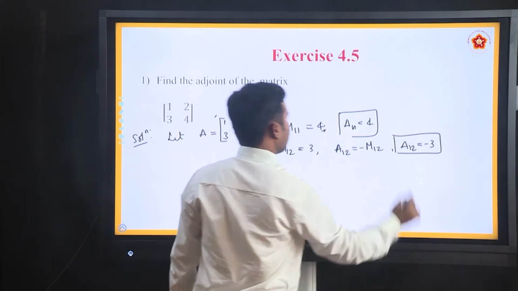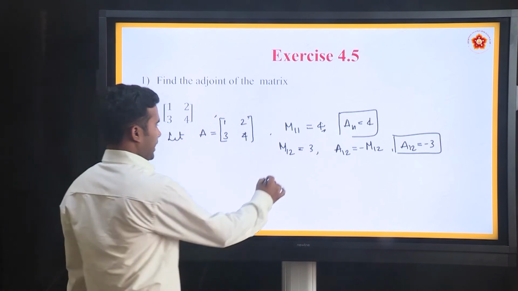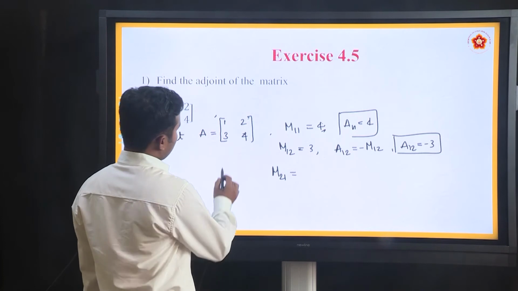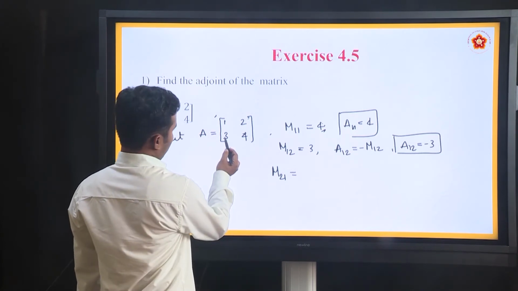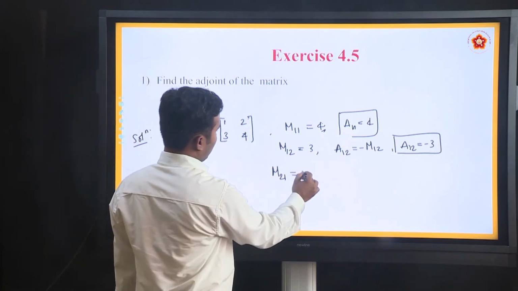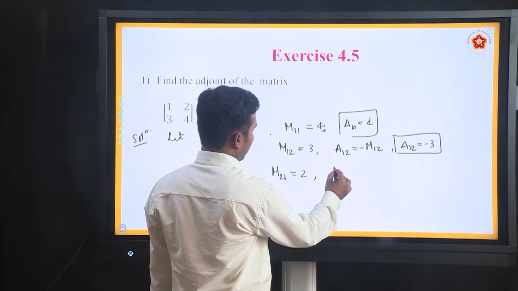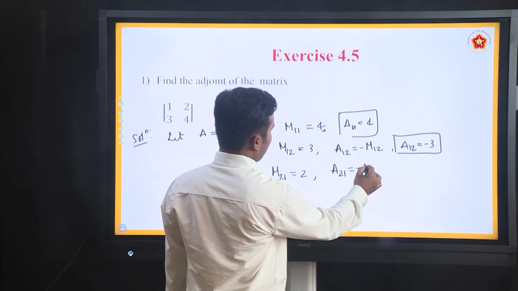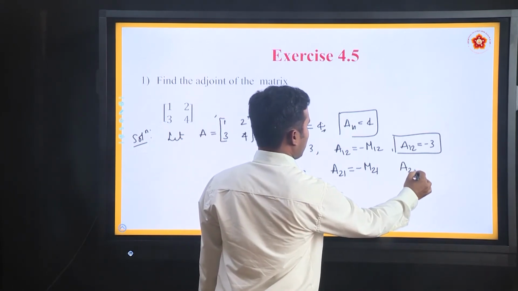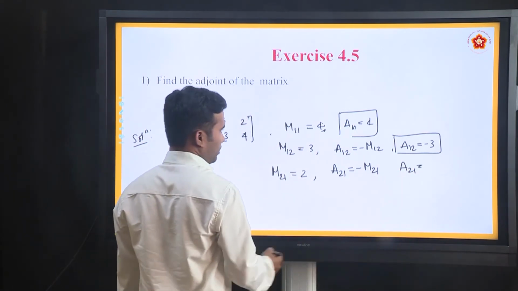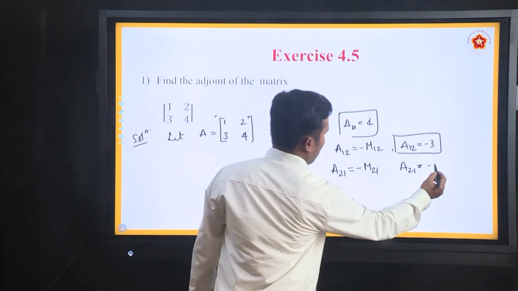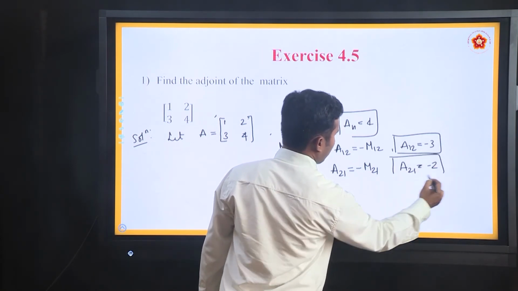Okay. Next, M21. What is M21? Second row, first column. Delete the second row, first column. We left 2. And what is A21? Minus M21. What is this? A21 is minus M21, and M21 is 2. So A21 is minus 2.